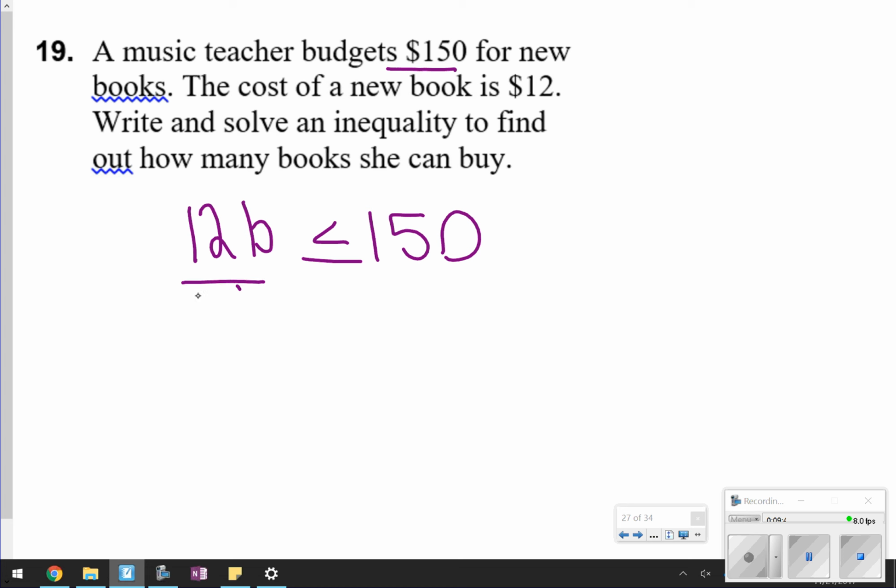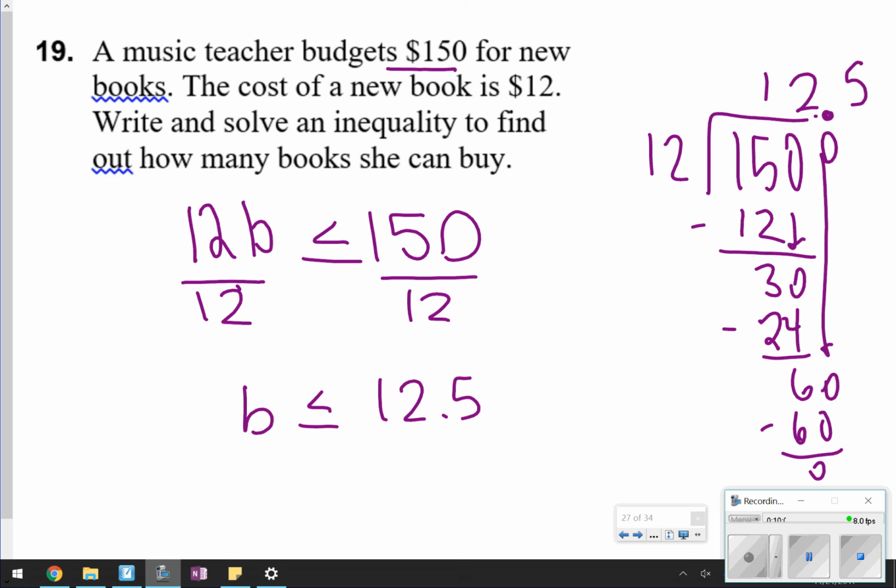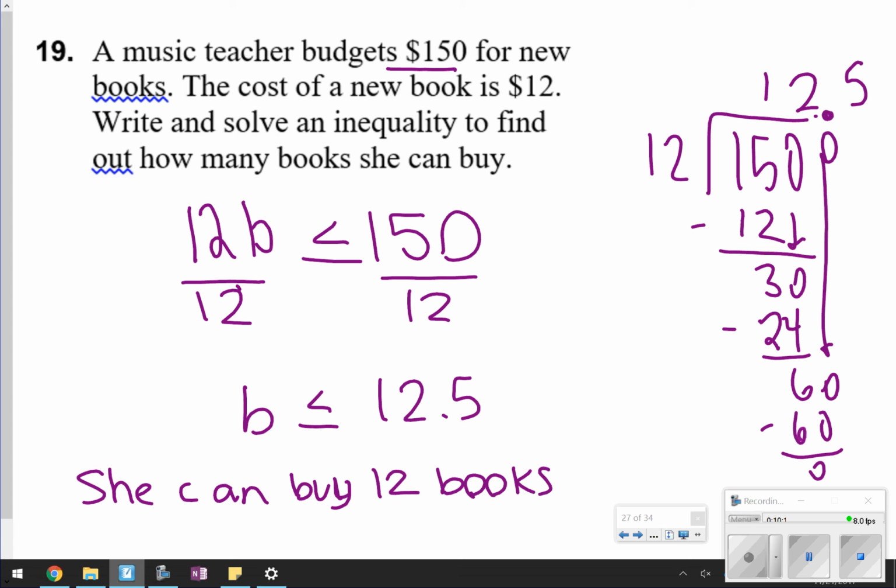That's my writing part, and then I'm going to solve it by dividing by 12. So b would be less than or equal to, I think this gives you 12.5. 12 does not go into 150 evenly. So yes, after you divide 150 by 12, you get 12.5, but she can't buy 12.5 books, so you would need to just write an additional note. She can buy 12 books, or she can buy up to 12 books.